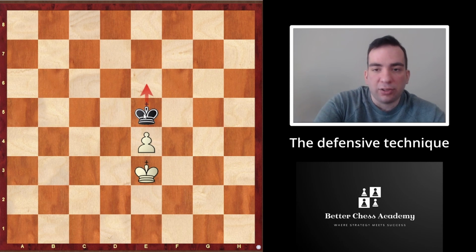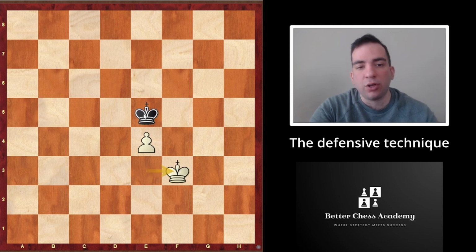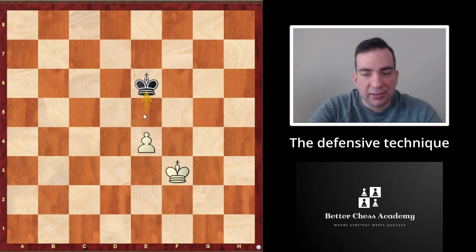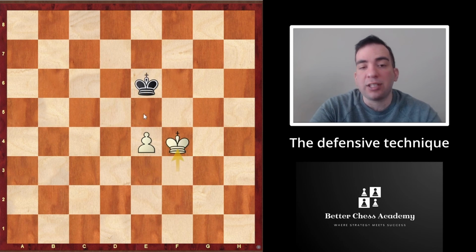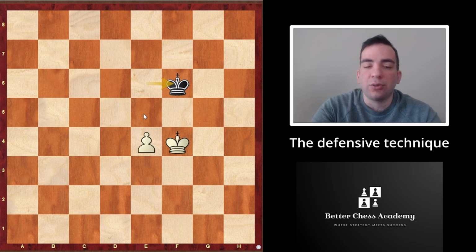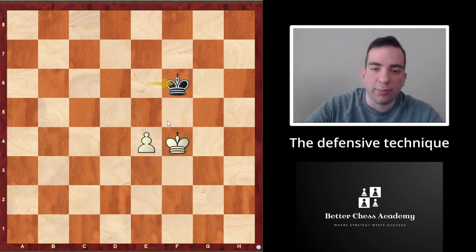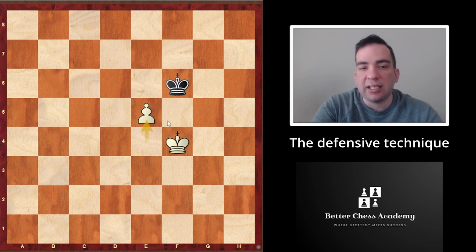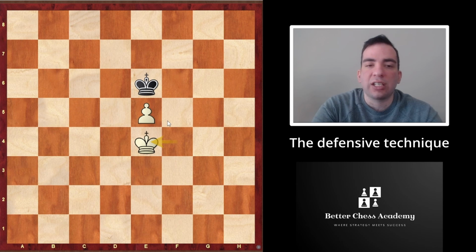In this position it's white to move. White plays king f3, and we have to go to the back, so we play king e6, king f4, and now we have to take the opposition, king f6. We do not want to let the king move in front of the pawn. e5 check, king e6, second rule, king e5, and now we have to choose again where to go.